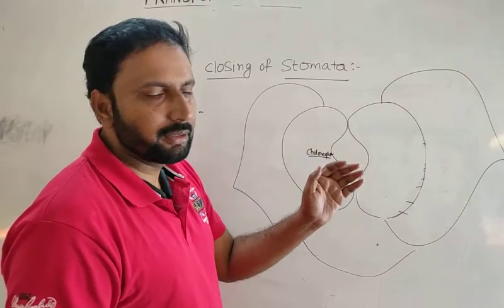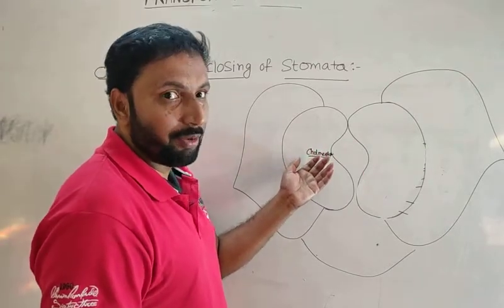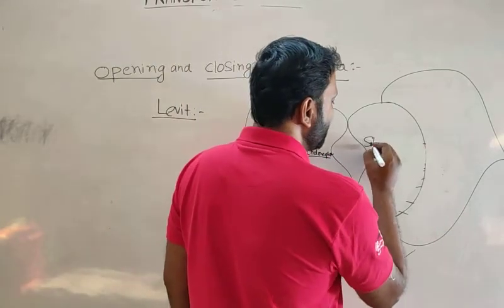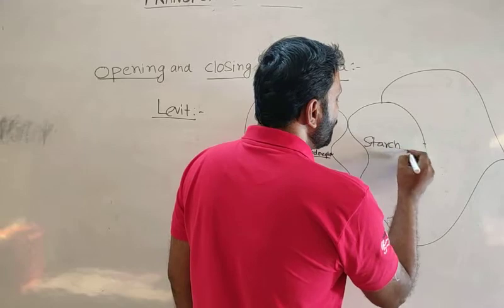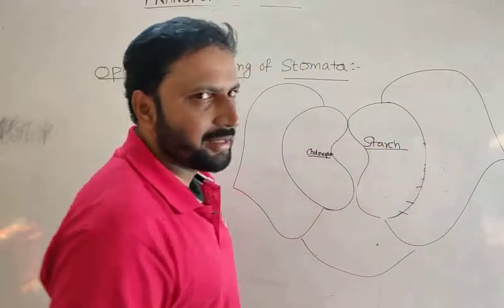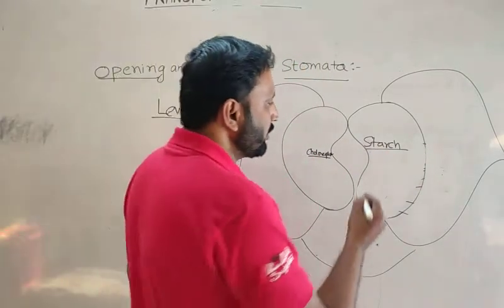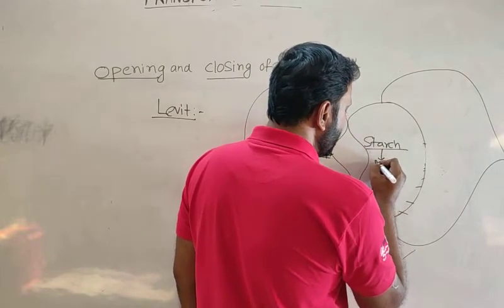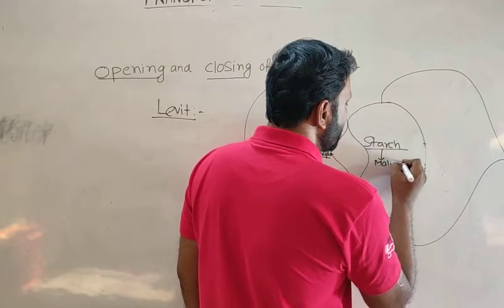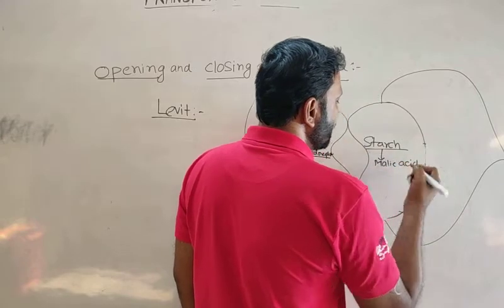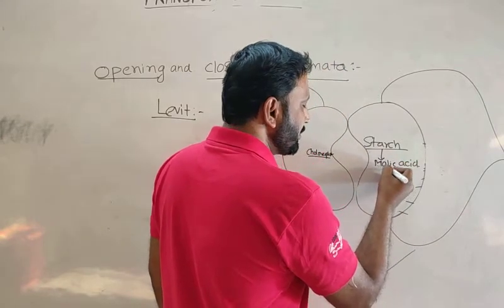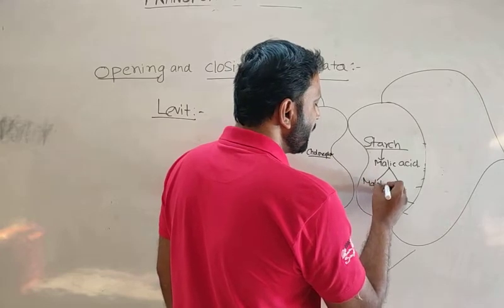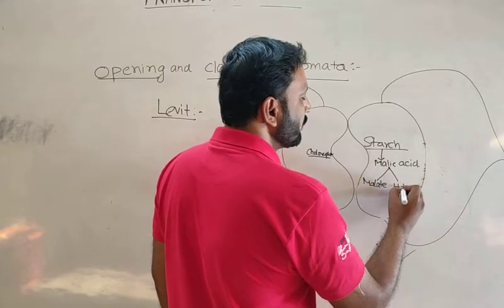The chloroplast performs photosynthesis, which means it can synthesize starch. Due to the presence of chloroplast, starch can be synthesized. That starch is converted into malic acid. Now the malic acid splits into malate ions and protons.